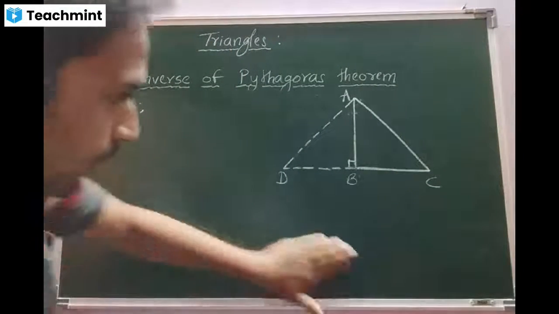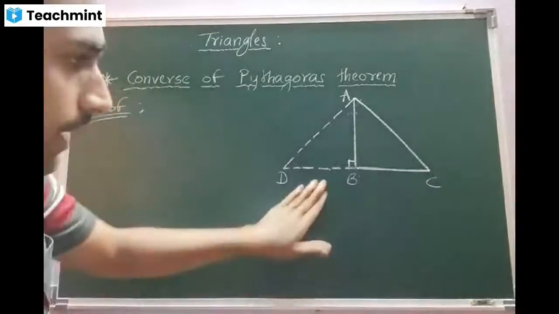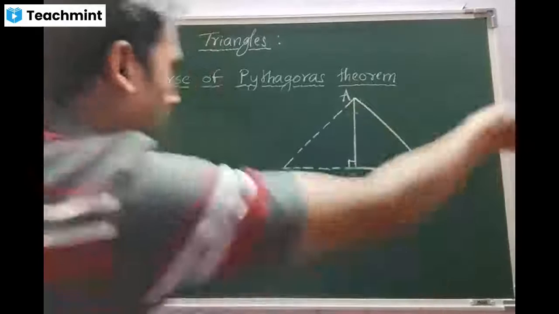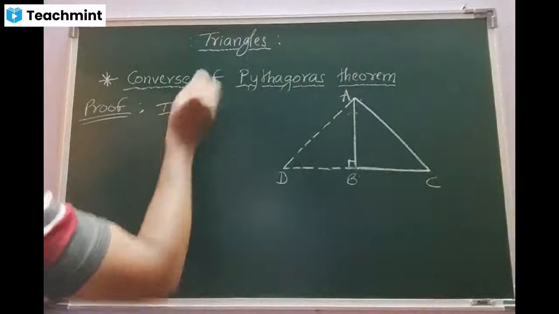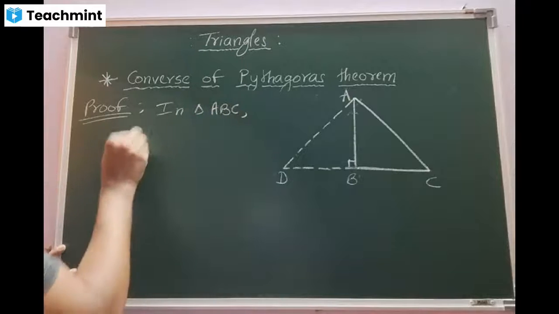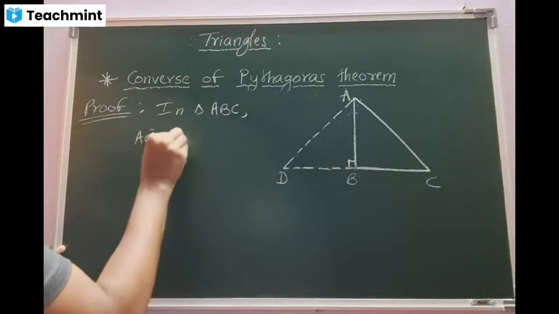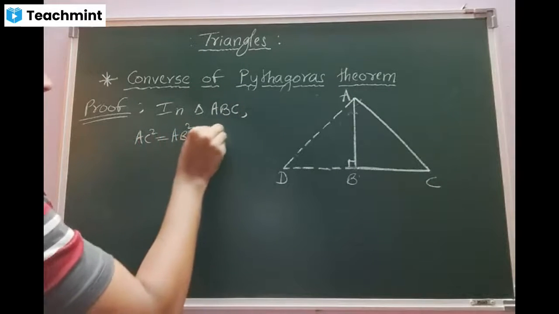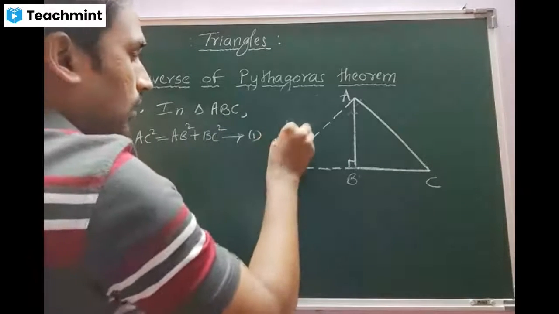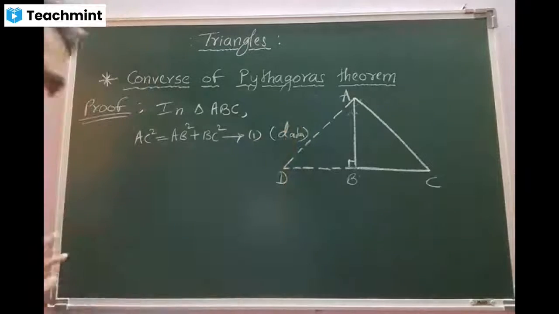So now what I will do, whatever is available in both triangles, I will write it down. First, I'll talk about the original triangle ABC earlier. In triangle ABC, already they gave AC square is equal to AB square plus BC square. Call it equation number 1. The reason is the data. Right? Yes, sir.